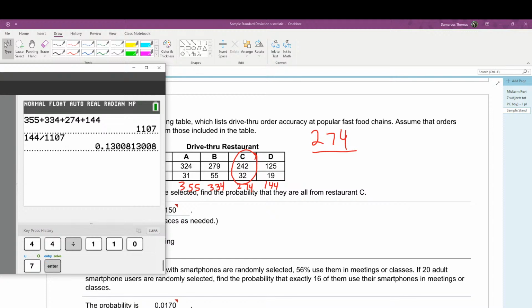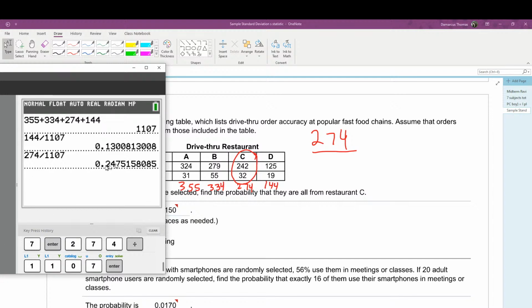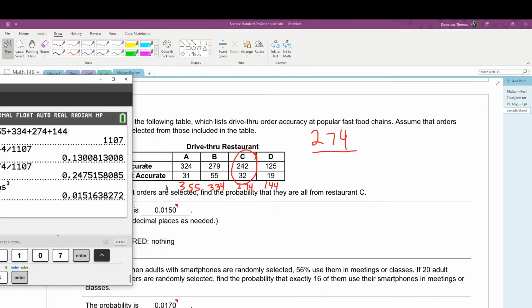1107. And all we have to do now is take this to the third power, multiply this by itself 3 times. Actually, not 144, 274 over there. And now we got 0.2475. We're going to take that number to the third power because there's 3 attempts. We got 0.0151, and that's exactly what they got for their answer, 0.0151.